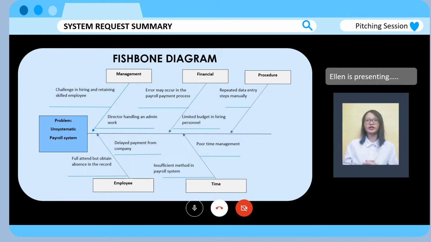This is the fishbone diagram of the cafe. The problem shown in the fishbone diagram is the unsystematic payroll system. There are 5 major causes which are management, financial, procedure, employee, and time. The management team faces the challenge in hiring and retaining skilled employees and handling admin work itself. They may make errors in the payroll payment process and have a limited budget for hiring personnel. Their payroll system procedure has limited data entry steps done manually. For the employees, they find they have full attendance but are marked absent in the record and receive delayed or erroneous payment from the company. Last, they have poor time management and an insufficient method in the payroll system.